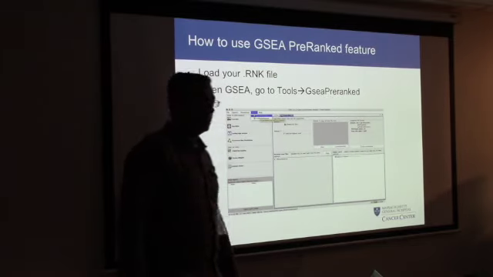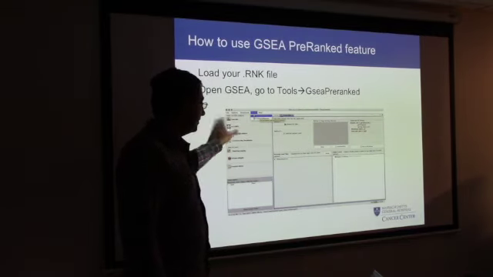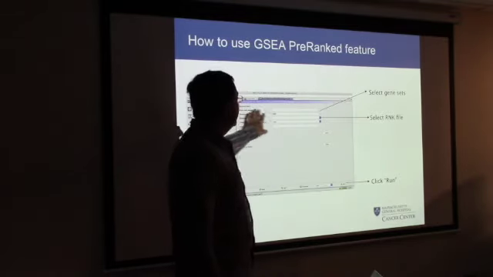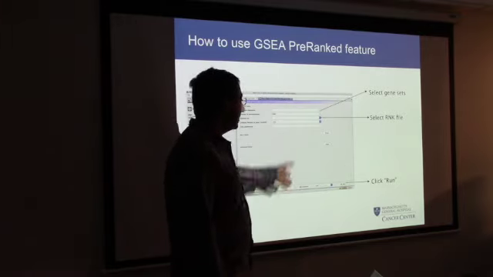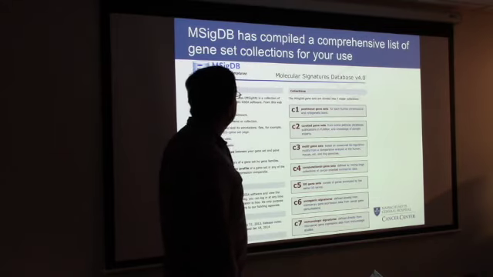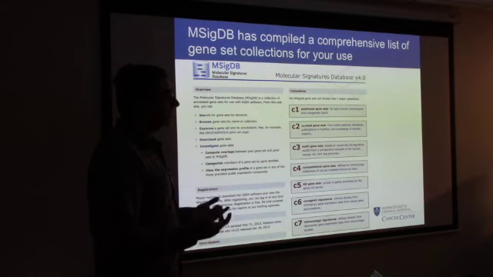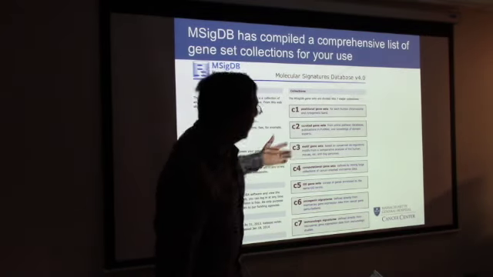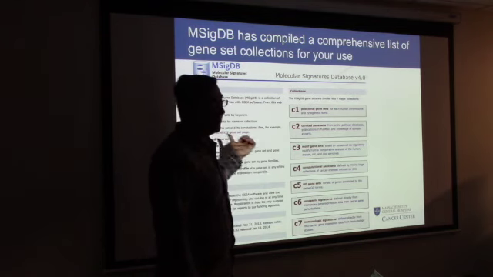Once you have your ranked RNK file, go ahead. It used to be under tools, but now it's actually here, so you don't have to go to tools. You can drag and drop your data in there and select your options from here. You select your gene sets, you select your rank file, and you click run, and boom, the GSEA is done. These are some of the existing gene sets under MSigDB. You can download any of these data sets and look for specific gene sets, or you can just select them in GSEA. It has that option too.